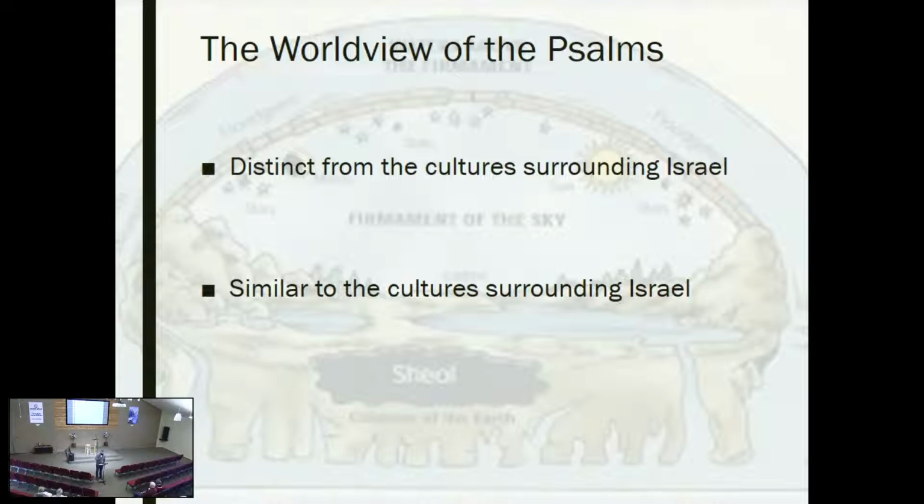And God is not only concerned with his chosen people, he is concerned with the nations as well. We saw that in Psalm 2. Why do the nations rage and the peoples plot in vain? Well, one thing to understand about the Psalms and about Israel is that Israel was both similar to and distinct from the nations around it. Israel is both distinct from and similar to the nations around it.